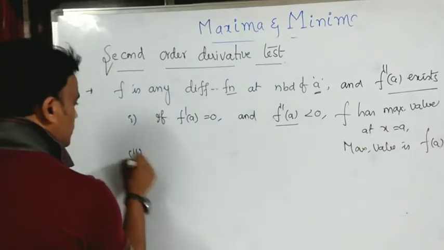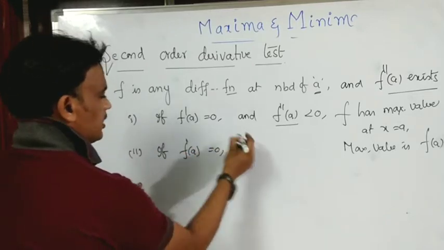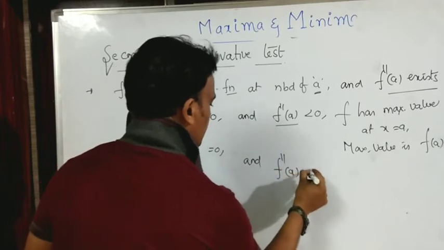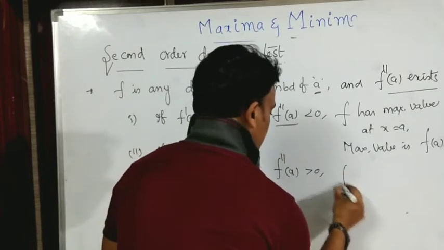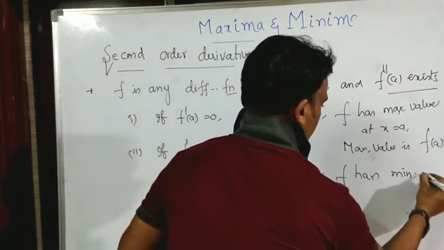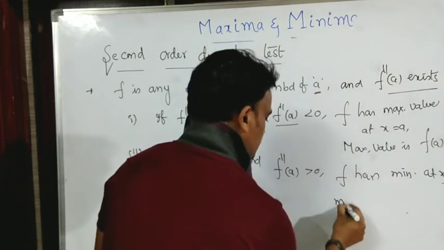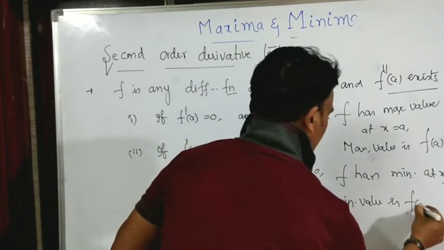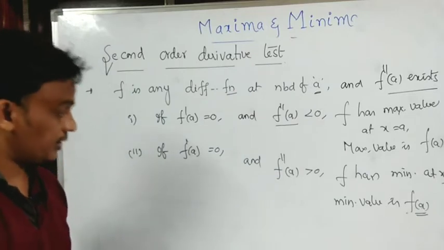And suppose f dash of A equals 0, a stationary point, and f double dash of A is greater than 0, then I can say f has a minimum value at x equals A. In that case the minimum value is f of A. Right or not? Now the third case.